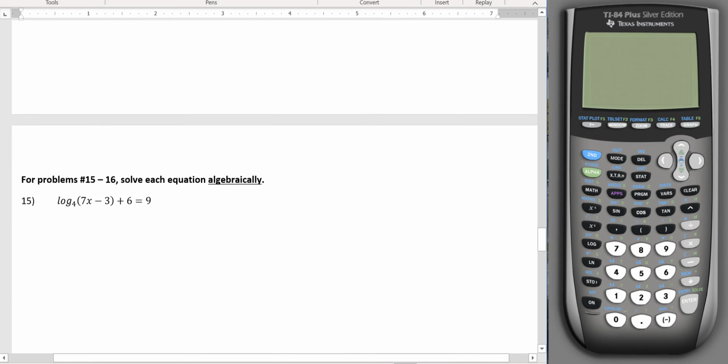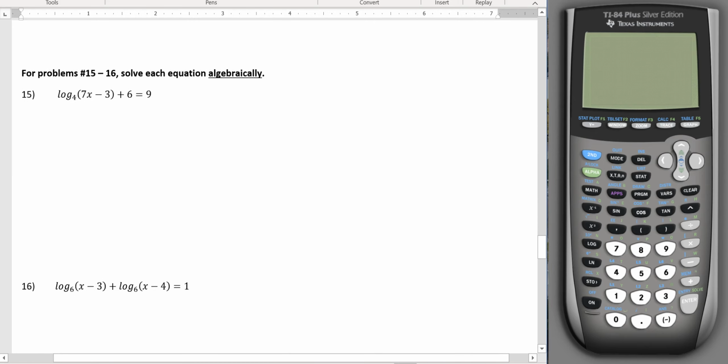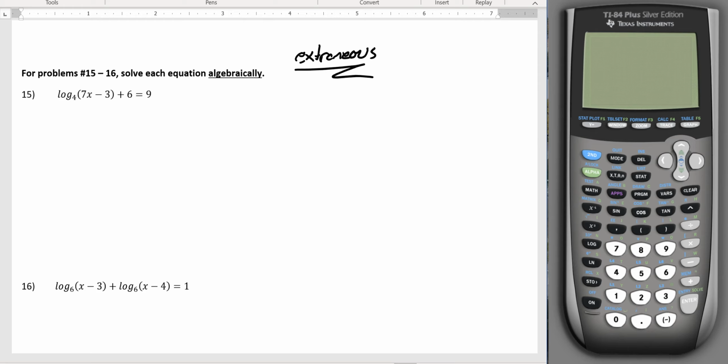All right. This one's just to solve each equation algebraically, so it doesn't tell us exactly how to leave our answers. However, these are logarithms. So remember, for logs, we need to check for extraneous solutions. Be sure we're looking for those. All right. So first step, we've got to isolate this logarithm. So log base 4 of 7x minus 3. When I subtract 6 from both sides, 9 minus 6 is 3. Now rewrite this in exponential form.